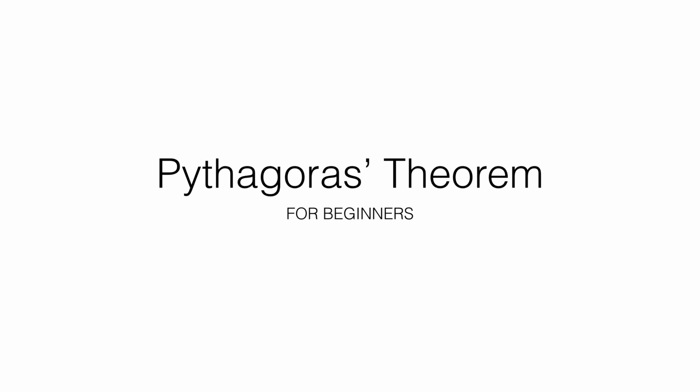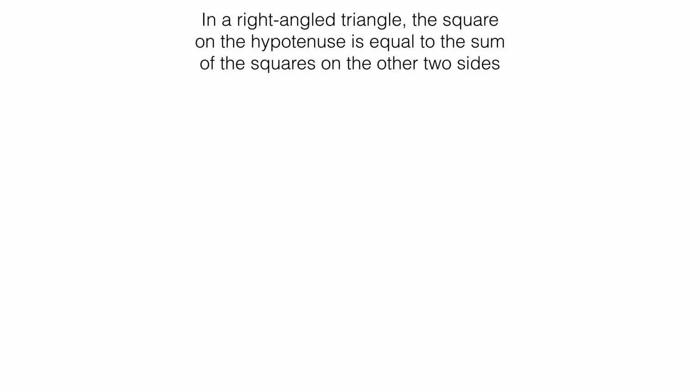In this lesson, we're going to look at Pythagoras' theorem. Now, the theorem actually states that in a right-angled triangle, the square on the hypotenuse is equal to the sum of the squares on the other two sides. Now, that's actually quite a mouthful, so let's break it down a little bit, and we'll start with a right-angled triangle.